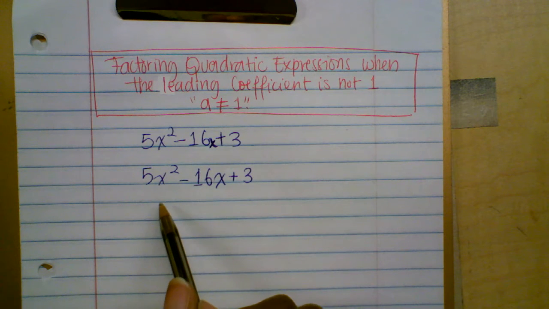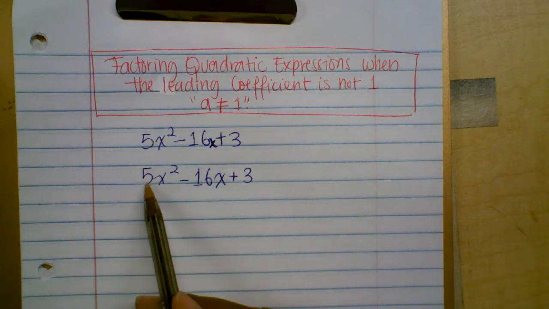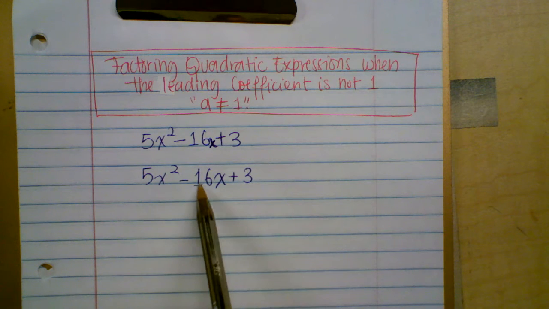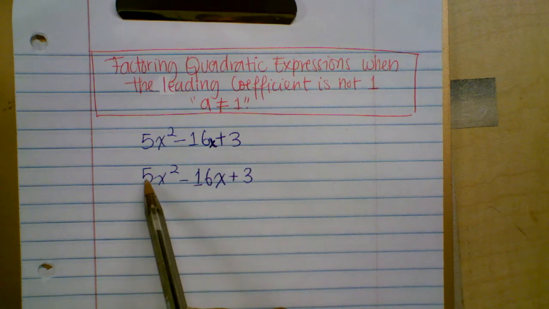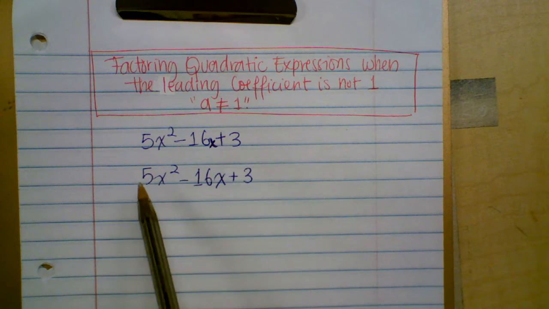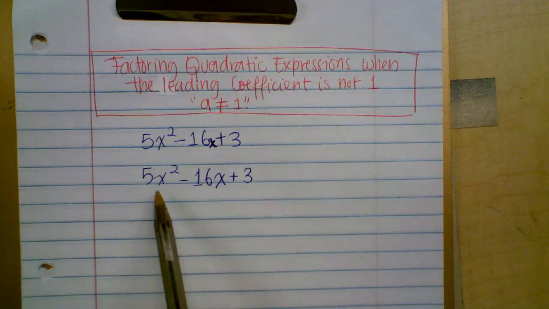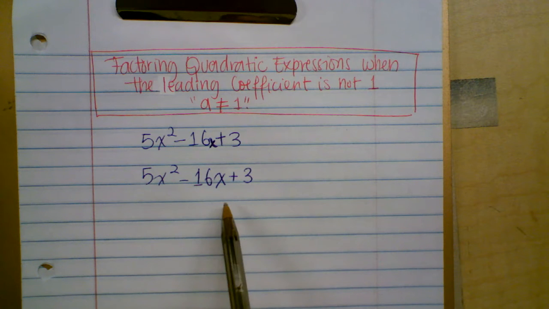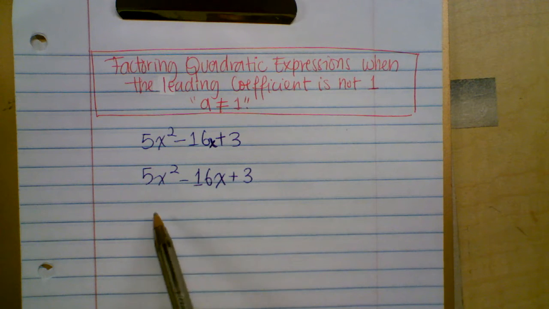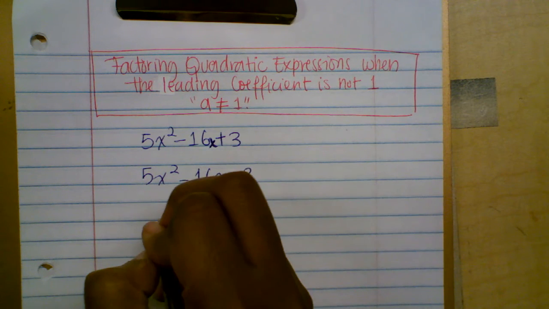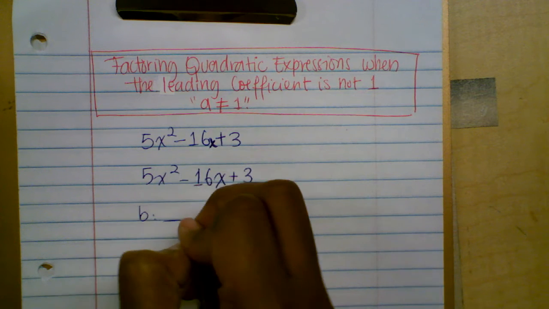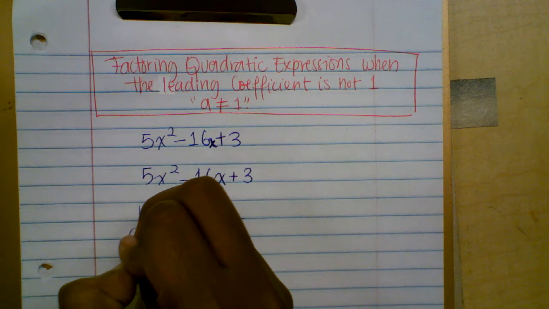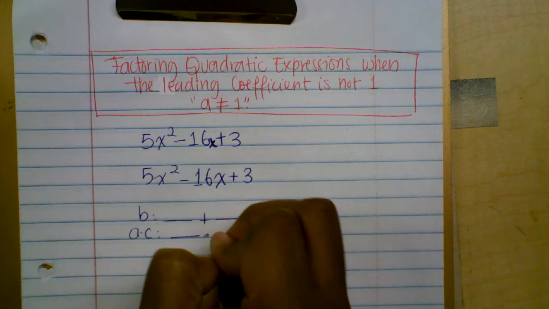Alert, alert, alert. We cannot factor out 5. Why? 16 is not divisible by 5, and 3 is not divisible by 5. So there's no number to pull out, as I've shown you in my previous video. There's no common factor. So what do we do? You follow the same principle I've shown you. You want to find two numbers that add to the middle coefficient and multiply to the product.